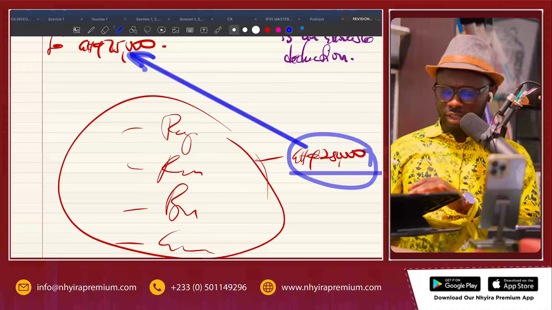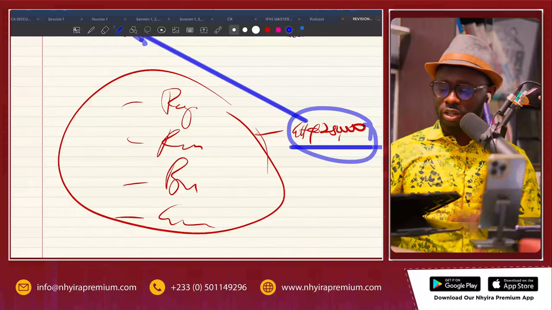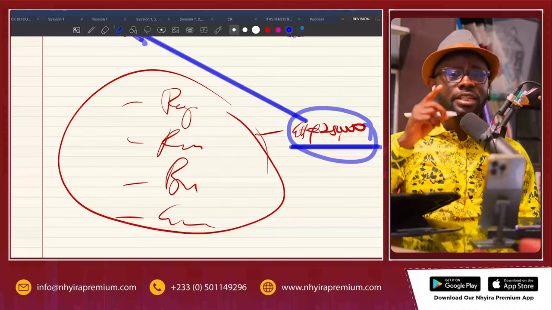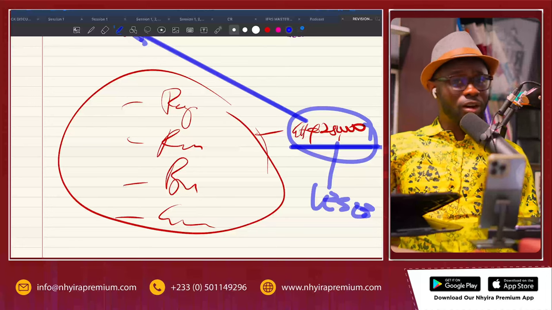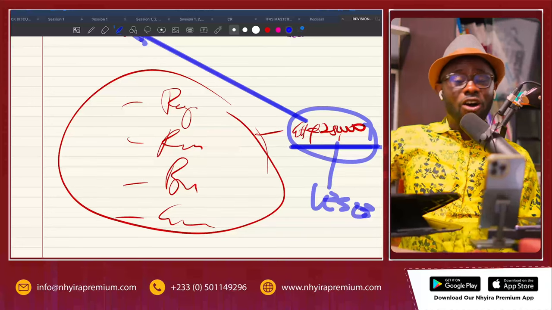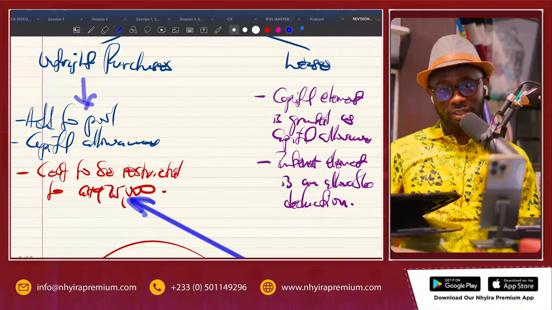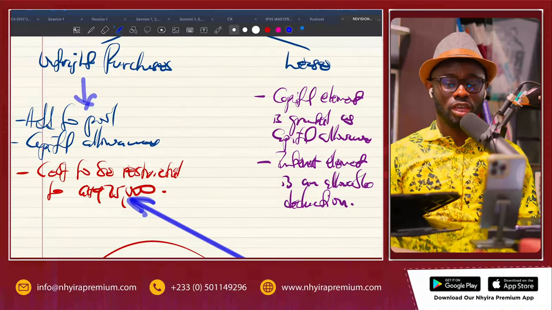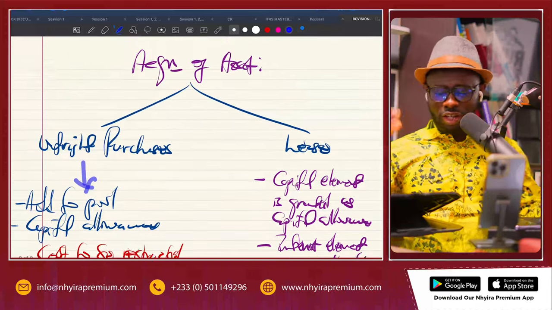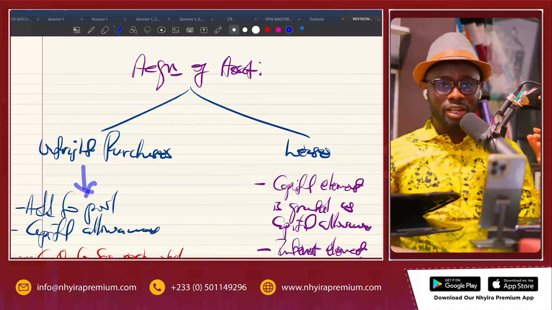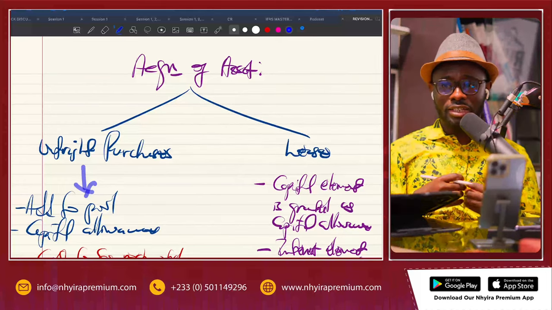But the sweet spot is this. If instead of buying the Range Rover or the G-Wagon at 250,000, they decide to lease it for a number of years, all the lease payments on the car will be allowable for tax purposes. And so that is the issue about financing options when an entity is seeking to acquire an asset.